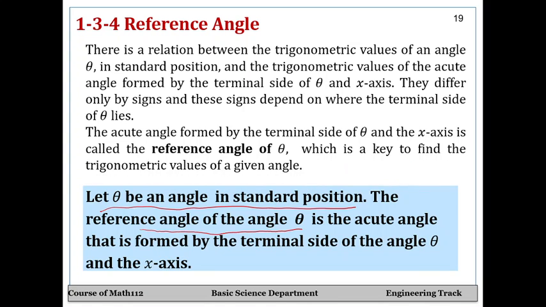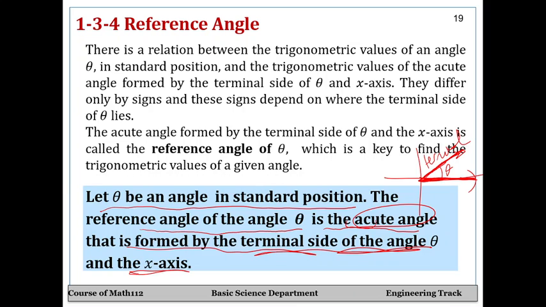Now the reference angle of theta, I will take the first quadrant first, is the acute angle that is formed by the terminal side of the angle theta, this one, and the x-axis. So with the x-axis, you make such an angle. So this will be an acute angle. So you cannot take this one, you will take this one. And now the reference angle of theta here will be equal to itself.